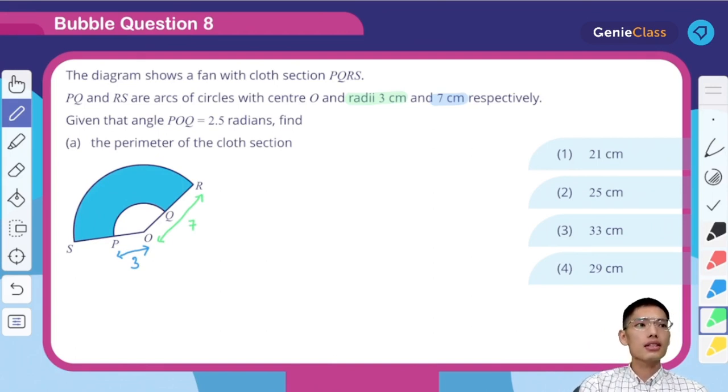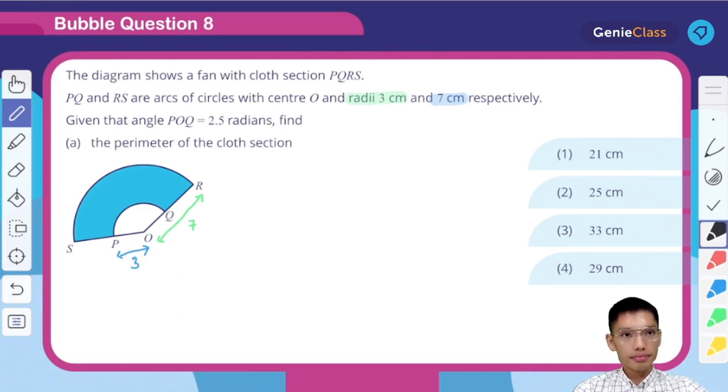Last 10 seconds. Just bear with me. Last 5, 4, 3, 2, 1. Alright, very good responses I have over here. Good job. Give yourself a pat on the back.